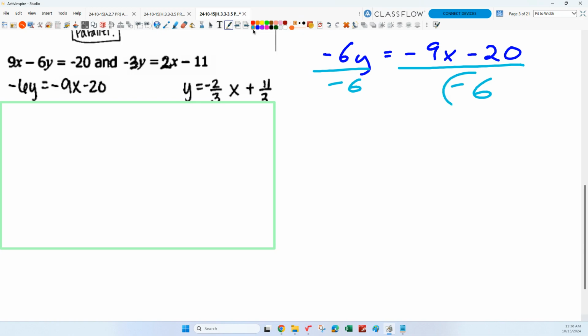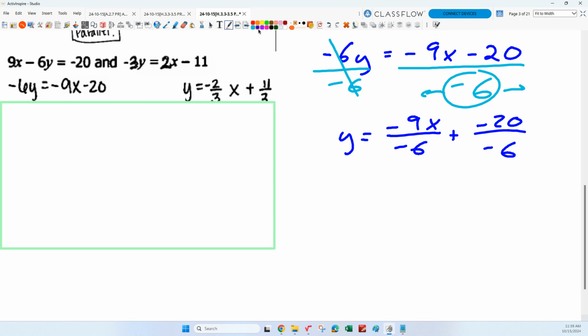How do I split fractions? I just make two different fractions, right? I divide each term by -6. So I end up getting y by itself equals -9x over -6 plus -20 over -6. Whatever I get that's being multiplied by x, the coefficient of x, is going to be my slope. So what's my slope going to be? Okay, well, that reduces to 3/2.